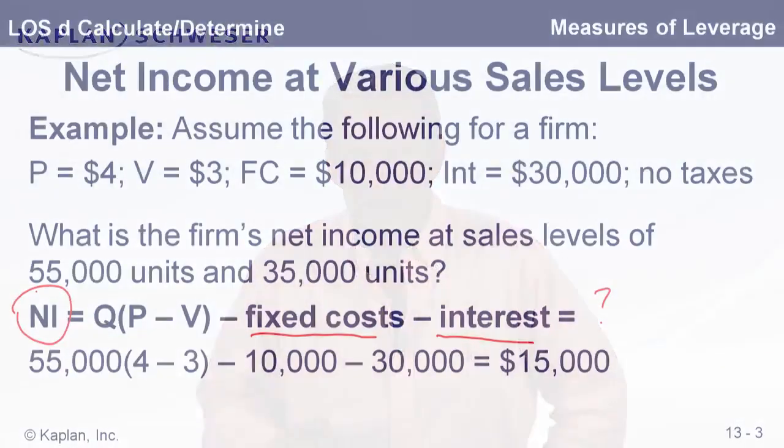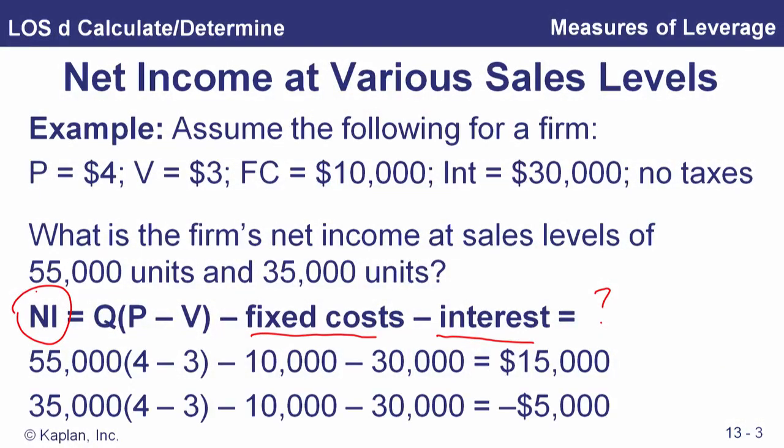55,000 units. And at 35,000 units, you can see it's minus 5,000 there. We didn't cover our total fixed operating costs and fixed financing costs. So this leverage, remember, gives more sensitivity to net income. A change in sales has a greater effect on net income because of our operating and our financial leverage.